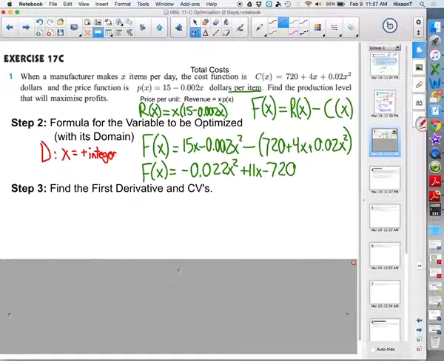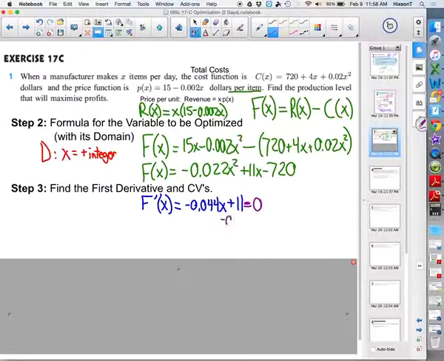So now, we're going to find the first derivative and find the critical values. All right. So what would our f prime of x be in this case? Negative 0.044x plus 11. Good. Okay. And then for our critical values, what do we do? Make it equal to 0. Good. So it's equal to 0.